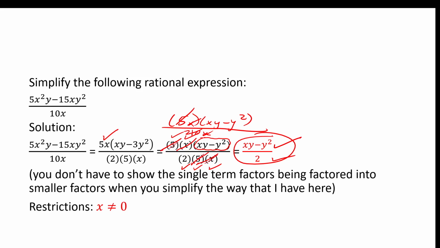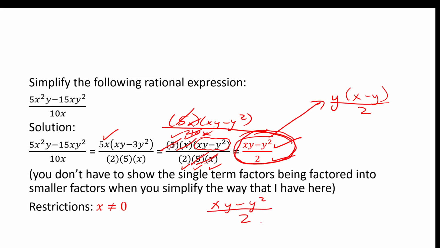Now, one thing I'd like to point out is you might be saying, well, wait a second, it should say y times x minus y all over 2. That's fine if you show that. It's not necessary, but if you do factor out that numerator, that's fine. But what I do want to show you is that after we have this red answer that I'm circling again, xy minus y squared over 2, we still have to state restrictions.